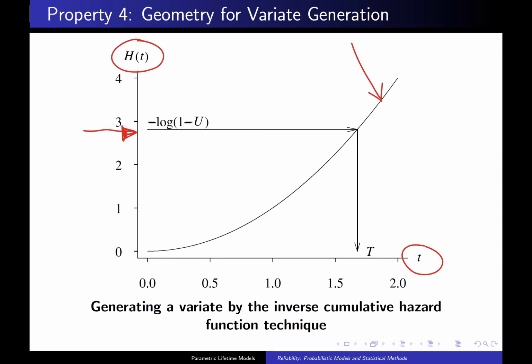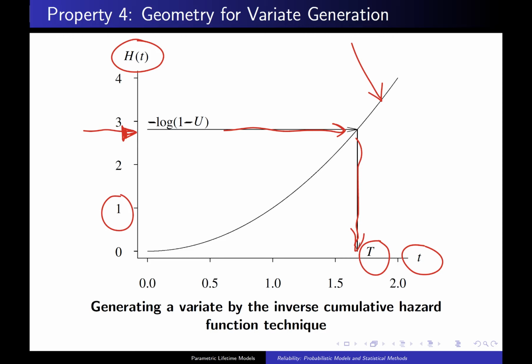Its expected value is 1 because we have a unit exponential random variable, but in this particular picture we got one that's a little higher than usual. We got one at 2.8 or so. If you go across to the cumulative hazard function and down, that's equivalent to inverting the cumulative hazard function. And this gives you a random variate T, which is approximately 1.7.